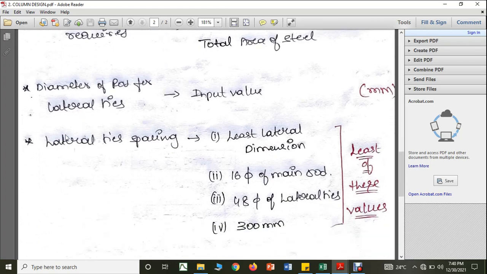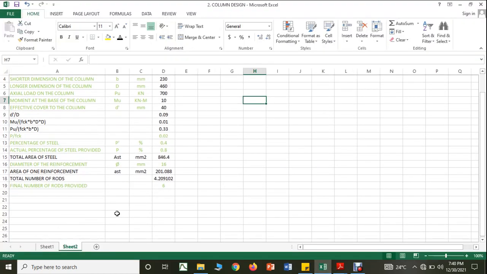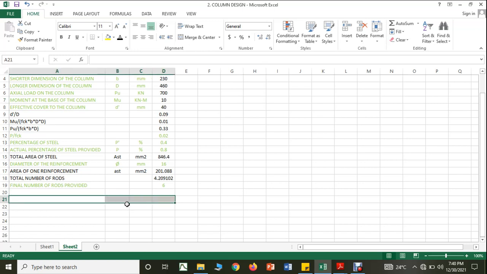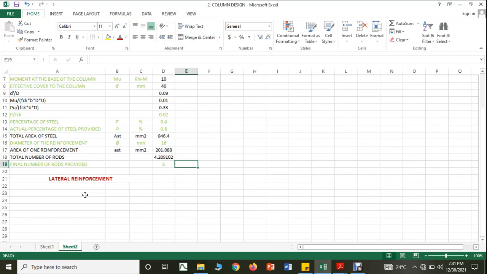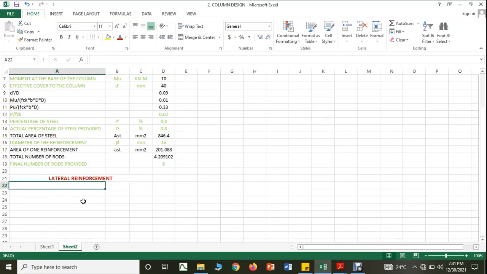then next you are supposed to provide the lateral tie spacing. So let us make one small column like this. Let us merge, and I can give lateral reinforcement. Let us make this bold and some color. Yes, lateral reinforcement.